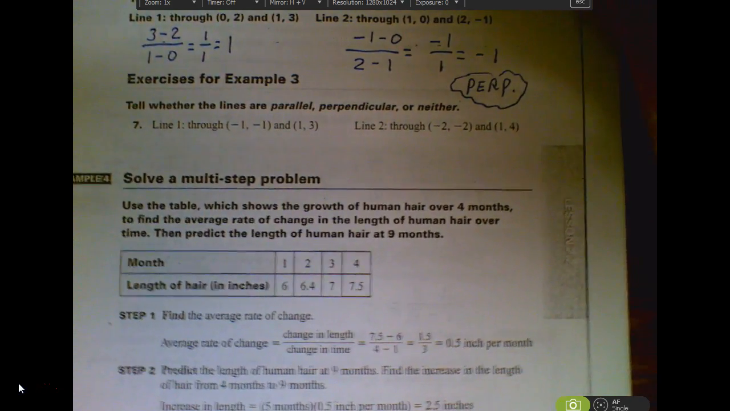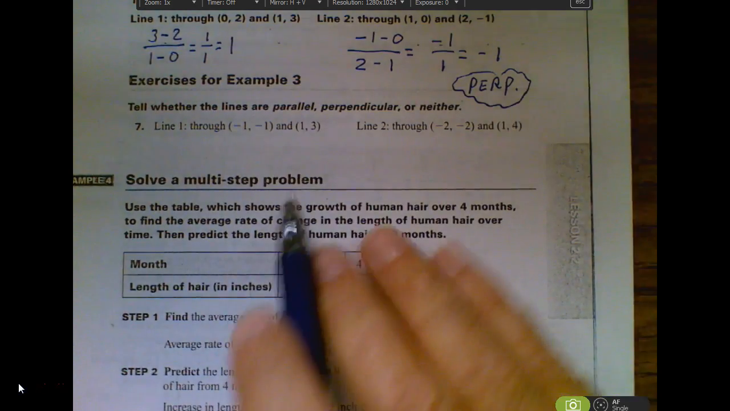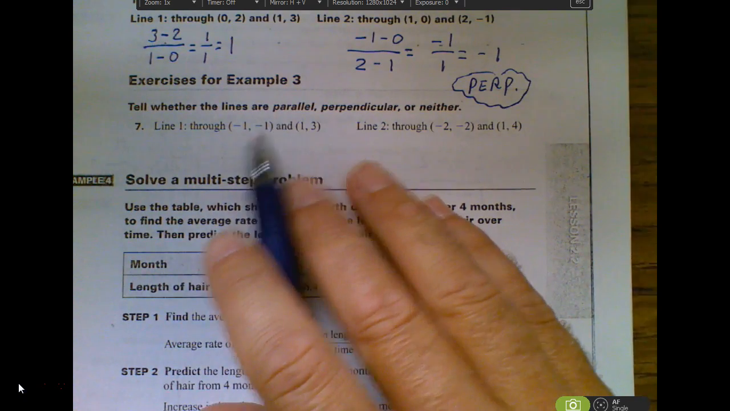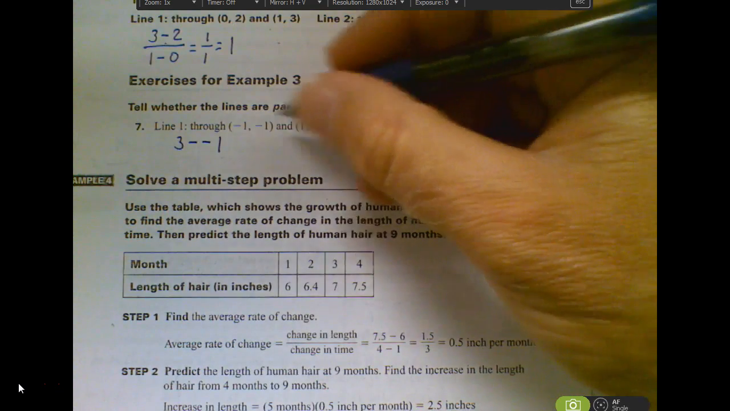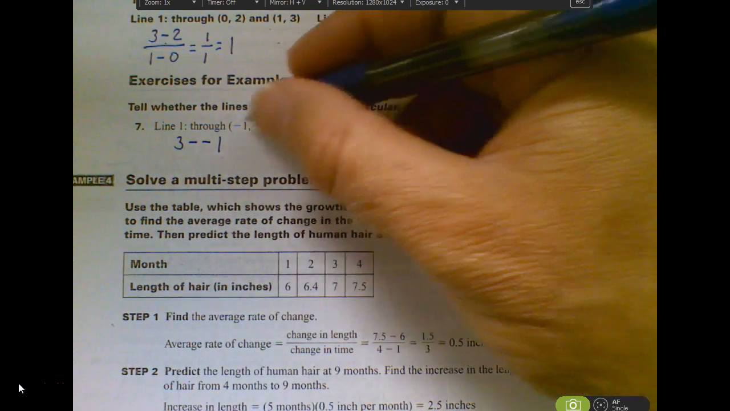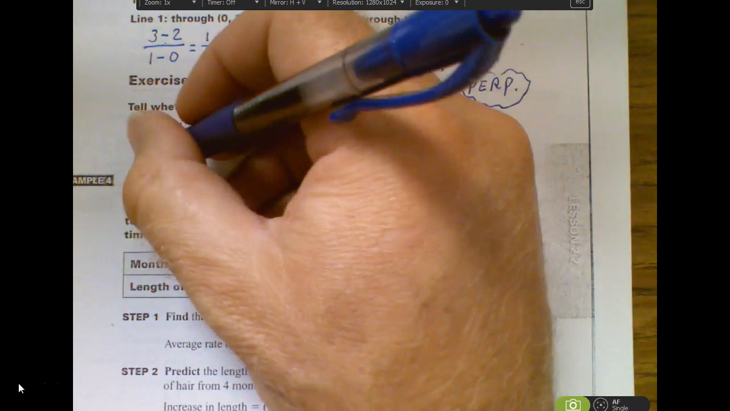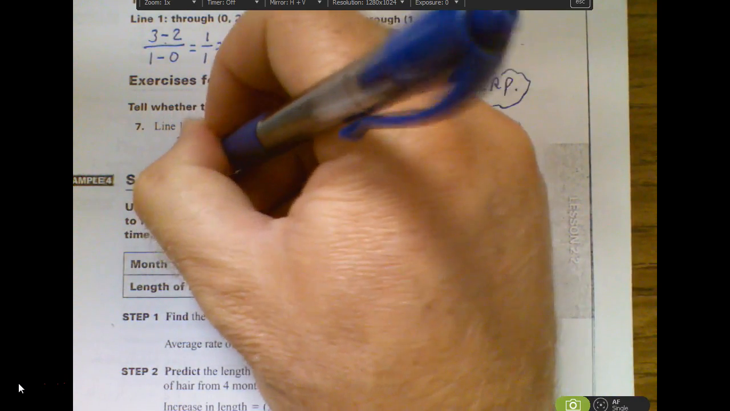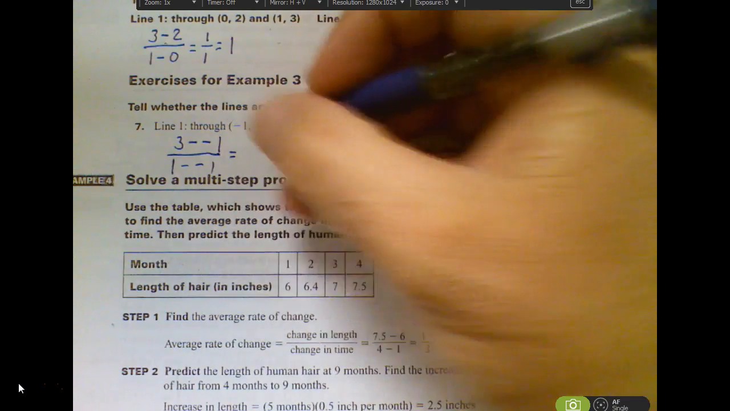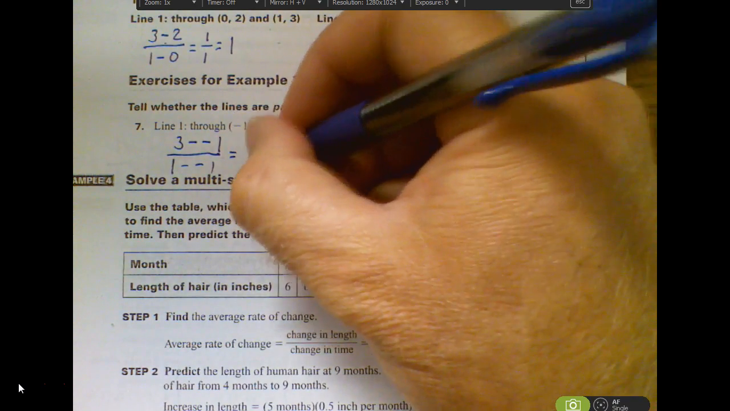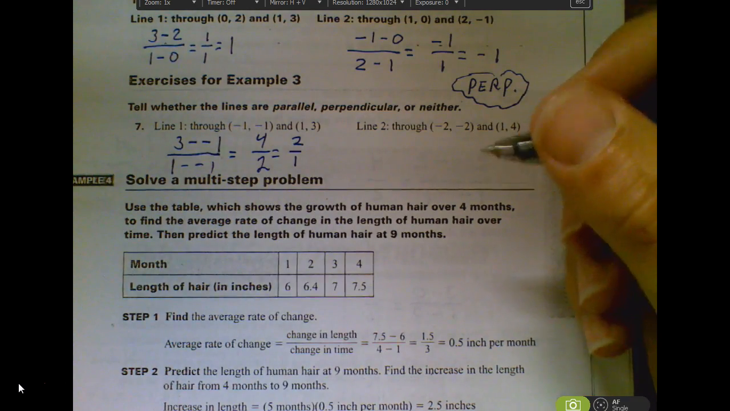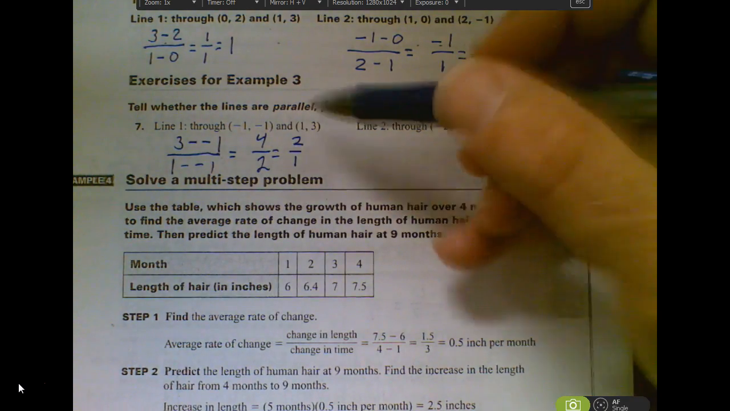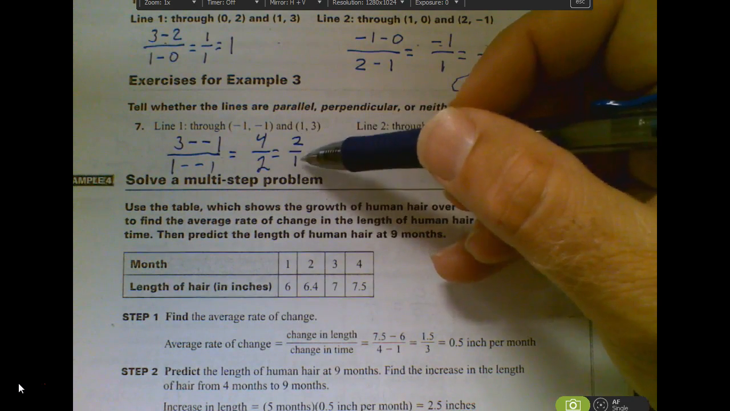So here we go. Again, I have two different lines. I want to be able to compare them. So if we looked at line 1, again, if I do my y minus y, so I'm doing 3 minus negative 1 over x minus x, which is 1 minus negative 1. So a little cleanup on that. 1 plus 1 is 2. So I'm going to leave this as a fraction for now. Always kind of nice to see your slope as a fraction. Right? It's always good to have a comparison of rise over run.